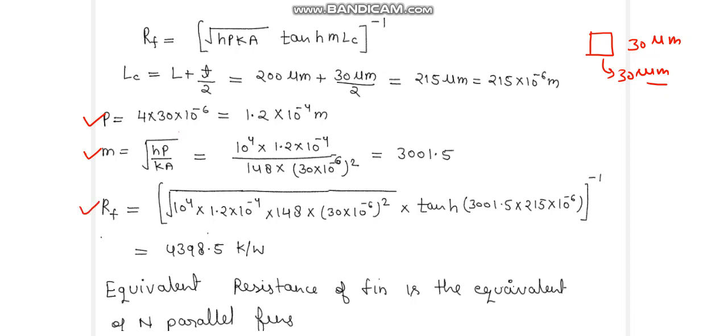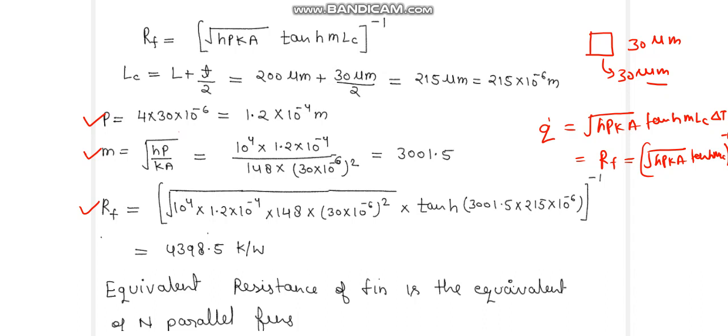So we can calculate the resistance offered by a single fin, because Q is equal to square root of hPkA times tanh(mLc) times delta T. So R is equal to (square root of hPkA times tanh(mLc)) raised to power minus 1, because Q is also equal to delta T upon R. So this R can be equal to this quantity. By putting in all these values, we can calculate the resistance offered by a single fin.